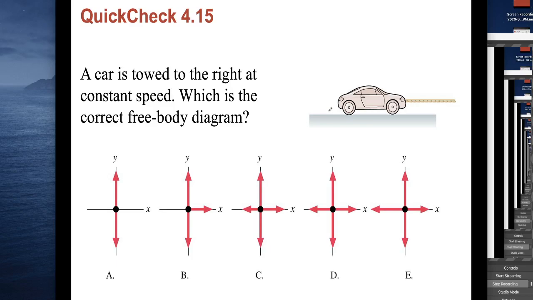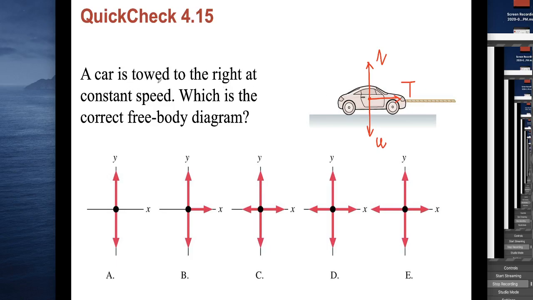Another question. A car is towed to the right at constant speed. Which is the correct free body diagram? Okay, this time let's do it together directly. The first force is always weight. The second one, of course, is the normal force. And the third one, of course, is the tension force because the car is being towed. And does the car have any friction?